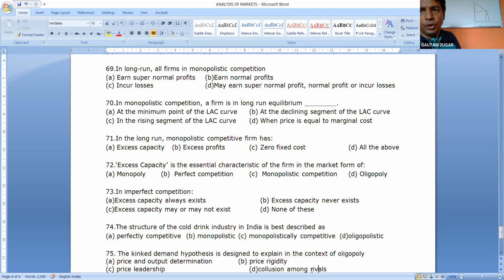In the oligopoly market, the demand curve at the existing price level will have a bend. Kink means bend. At the existing price level, the demand curve will have a bend. It means the upper half of the demand curve will have elasticity greater than 1, and the lower half will have elasticity less than 1.